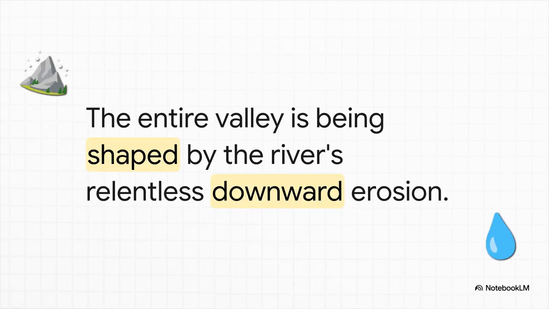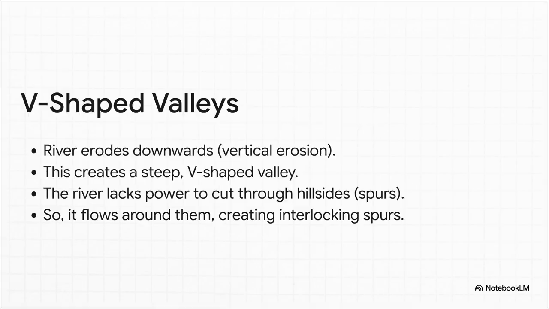But this powerful downward cutting doesn't stop with gorges. It actually shapes the entire valley in a really specific way. With all its energy focused on carving down, the river creates that classic V-shaped valley. But when it's this young, it's not quite strong enough to just blast through the hard hillsides, which we call spurs. So instead, it has to wind its way around them. And when you look down the valley, these hillsides look like they fit together, kind of like the teeth on a giant zipper. We call those interlocking spurs.